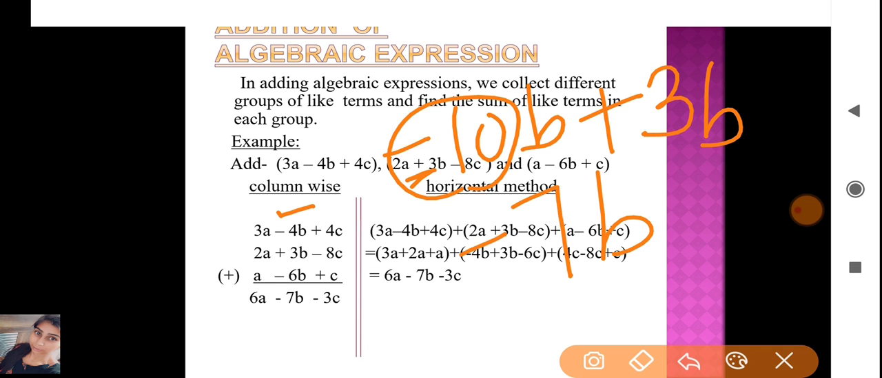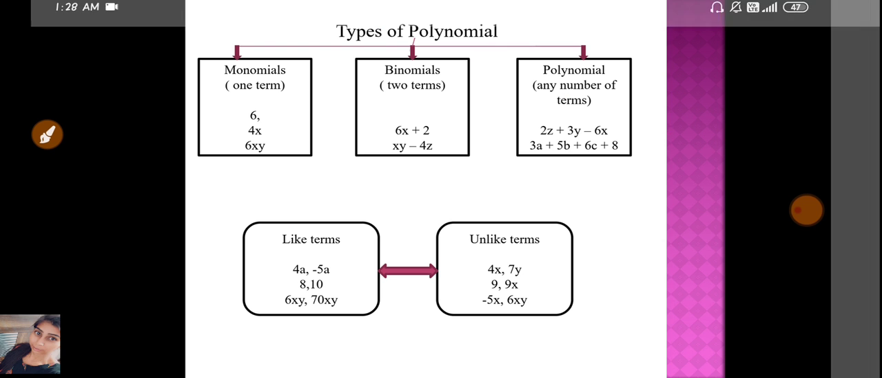Now the next one is 3a plus 2a plus a. Why am I saying plus? Because before this there is no sign, which means a plus sign is there. So 3 plus 2 is 5, 5 plus 1 is 6. So the answer is 6a minus 7b minus 3c. Now we are going to apply the same thing with the help of the horizontal method.